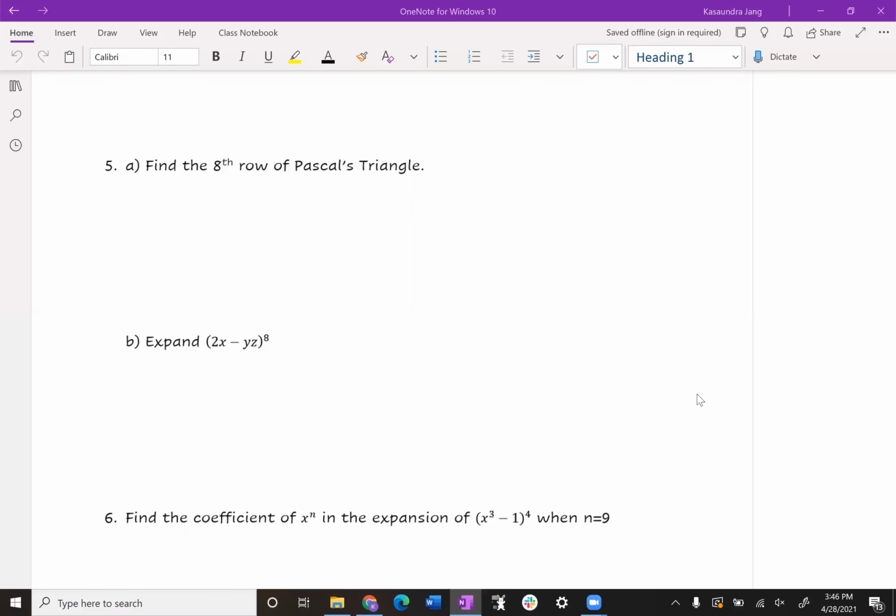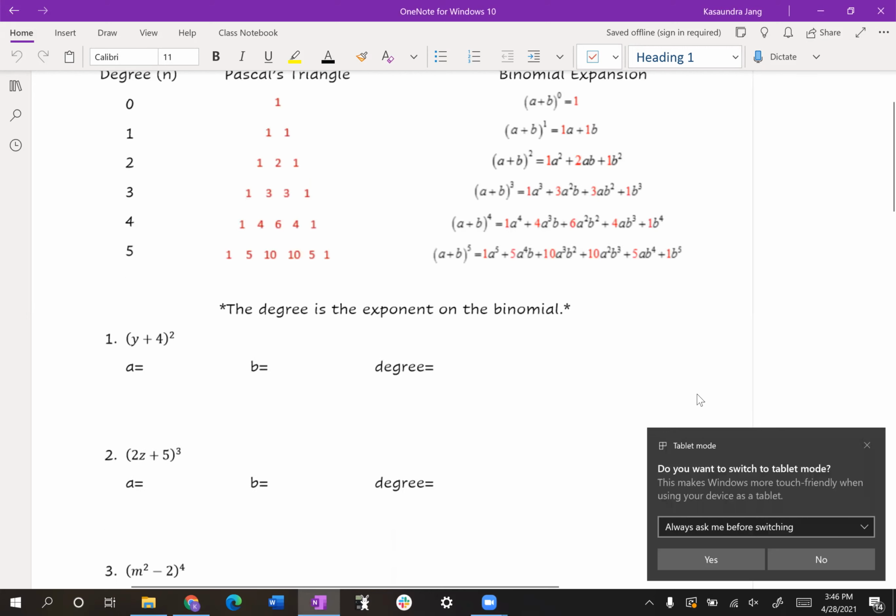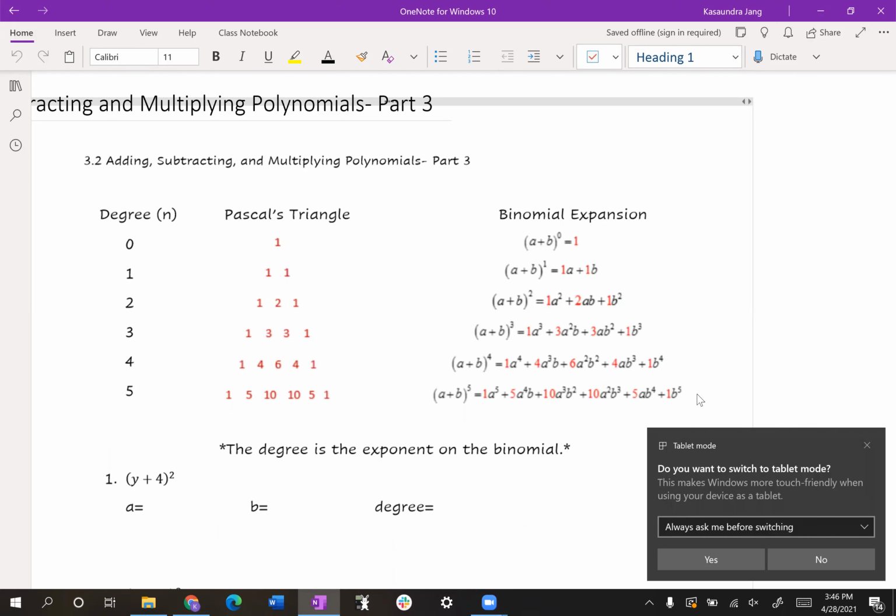All right, hey guys, let's take a look at this one. Here we go, 3.2, part 3. All right, so we are going to look at your Pascal's triangle and see how that has to do with your polynomials.